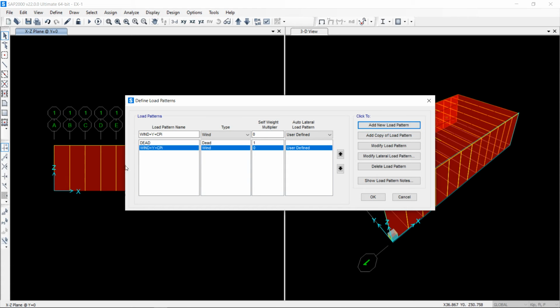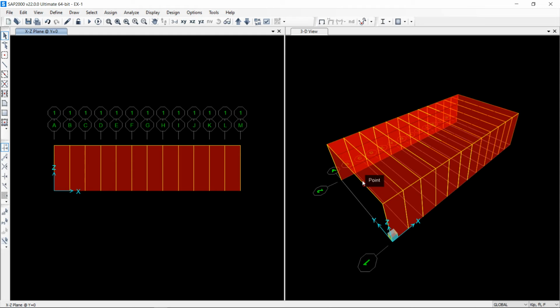Add new load pattern. Similarly, we will be defining wind load with negative GCpi. So for the time being, let us define these two wind cases and let's see what happens, because another direction, this is a replica. Okay.